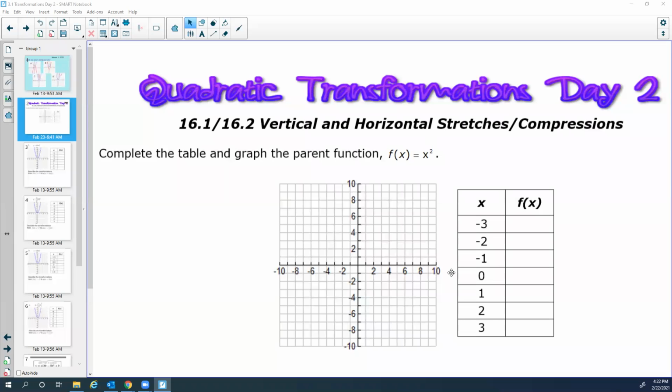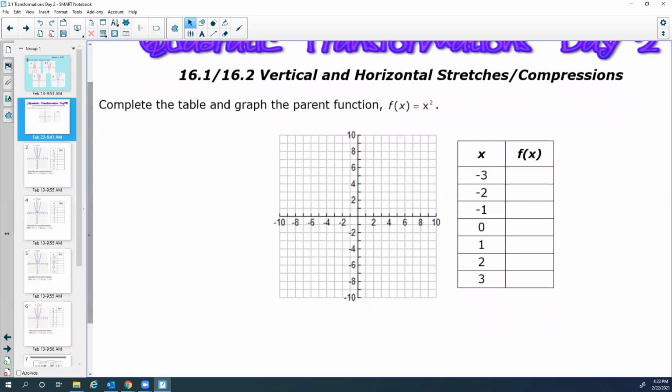All right, everybody. So today is Quadratic Transformations Day 2. Today is Monday, March 1st. First things first, let's go ahead and review what our parent function looks like.